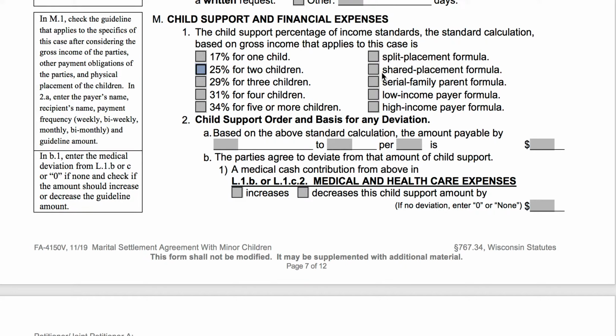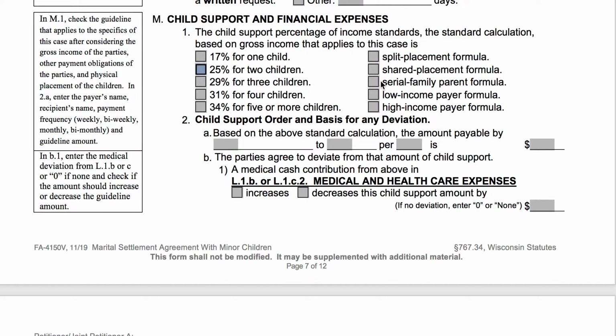But it's worth noting that for shared placement to apply, it doesn't have to be every week. If I'm somebody who has my children in the summer, so maybe my kids stay with me May, June, July, August, that's 4 months. Again, 30 days times 4 gives us 120. That's also over 92. So that could be a shared placement formula as well, even if I don't see the children at all during the school year.